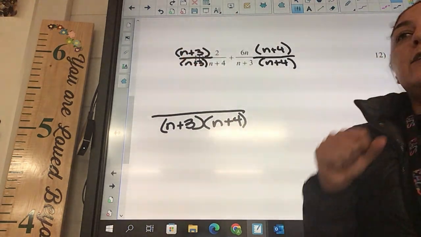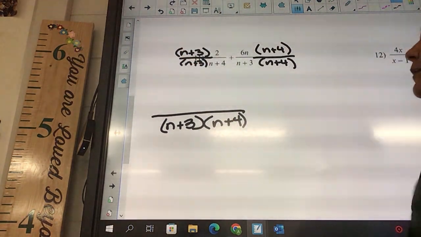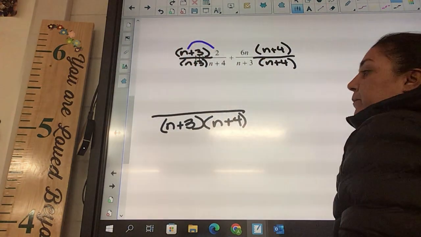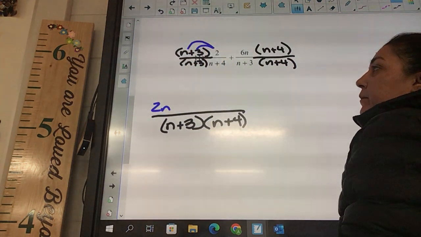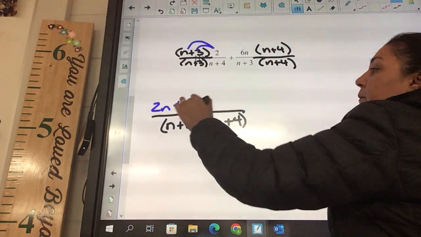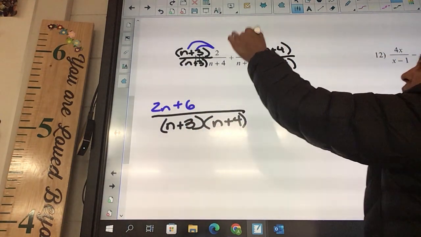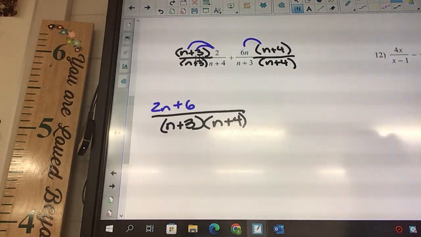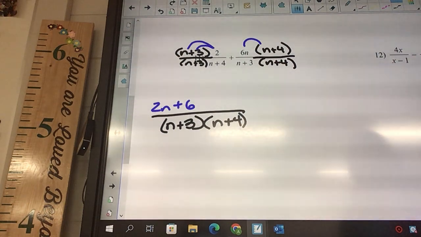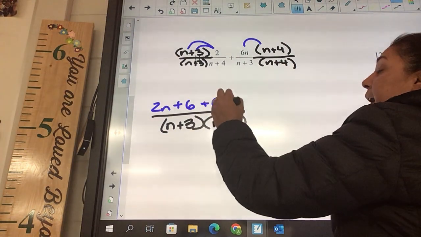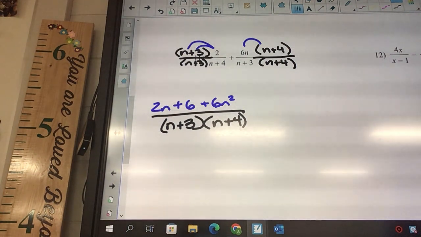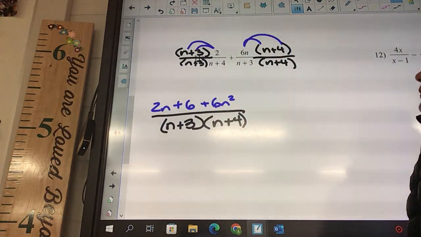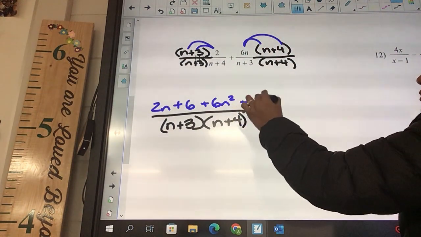So when we have something right next to the parentheses like that, that means multiply and or distribute. So what is 2 times n? 2n. 2 times 3? 6. Okay, and then you got to do the same thing on this side. So 6n times n. Okay, so it's going to be 6 and 2. When we multiply those n's like that, you have to add them up. Okay, and then I got 6n times 4. It's going to be 24.